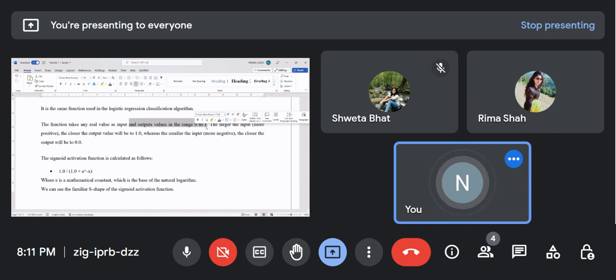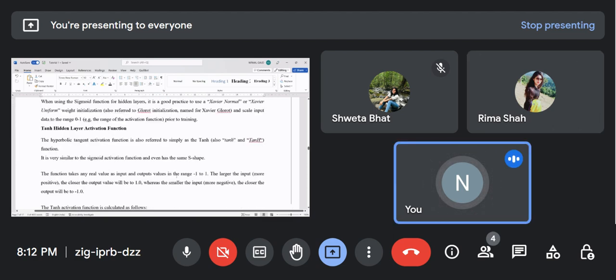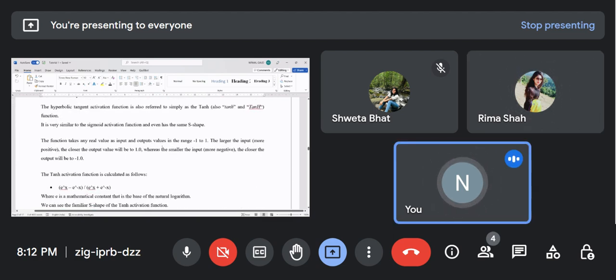However, for the final output layer, the kind of function which we need to use is something that depends on the resultant. But initially, for the intermediate layers, I'm just making you understand what is happening here. Any doubt, please let me know. No, sir. No doubt.